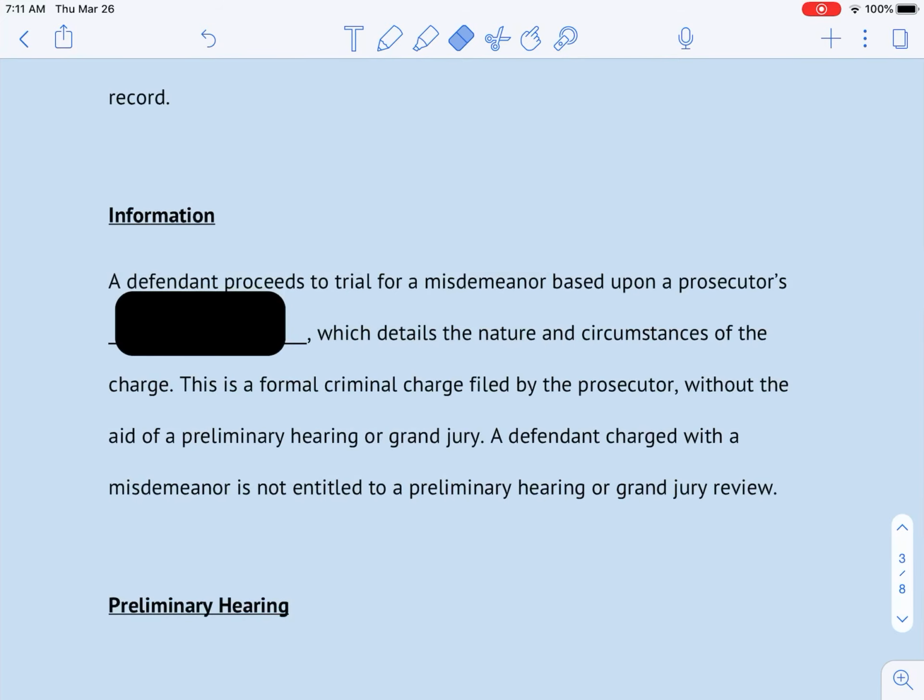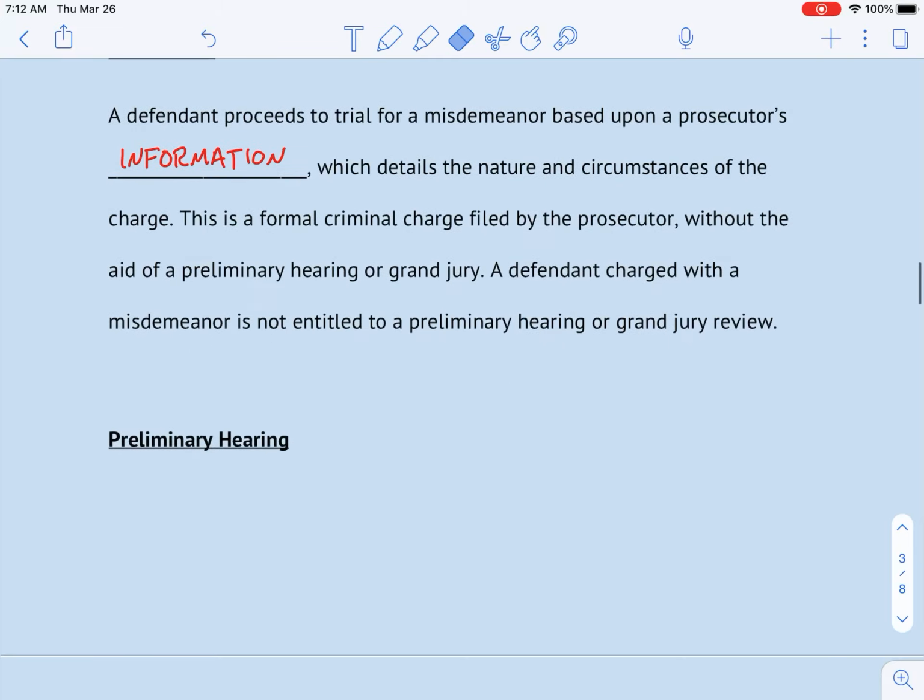The next thing that's going to occur for a misdemeanor is that a defendant proceeds based upon a prosecutor's information, which is going to detail the nature and circumstances of the charge. It is a formal criminal charge that is brought out by the prosecutor, and there is no preliminary hearing or grand jury. A defendant charged with a misdemeanor is not entitled to a preliminary hearing or a grand jury review. So what is a preliminary hearing?